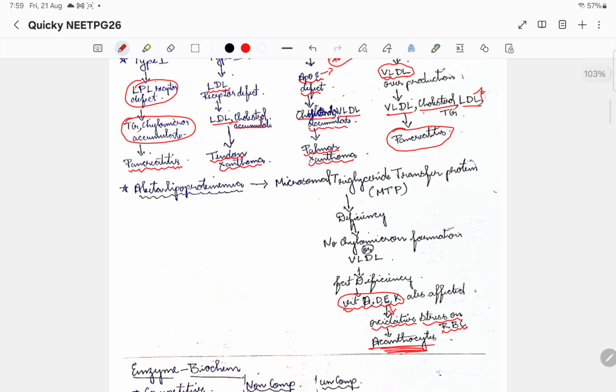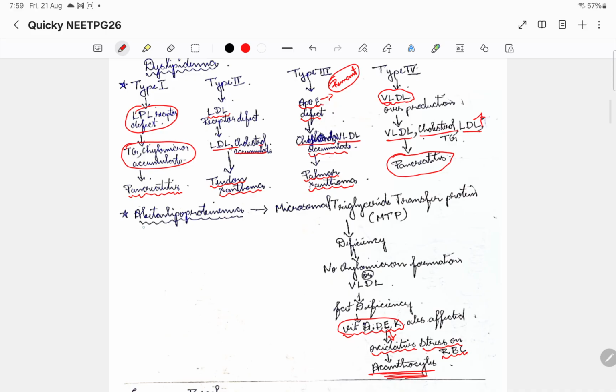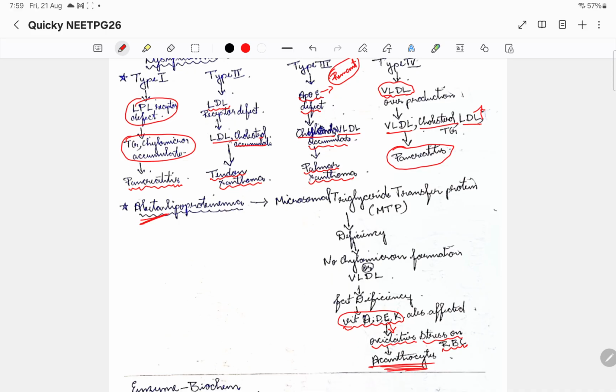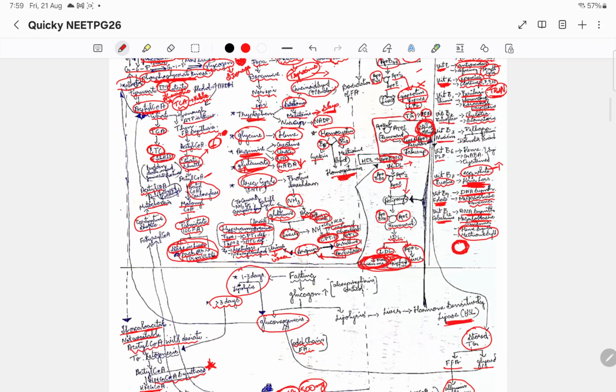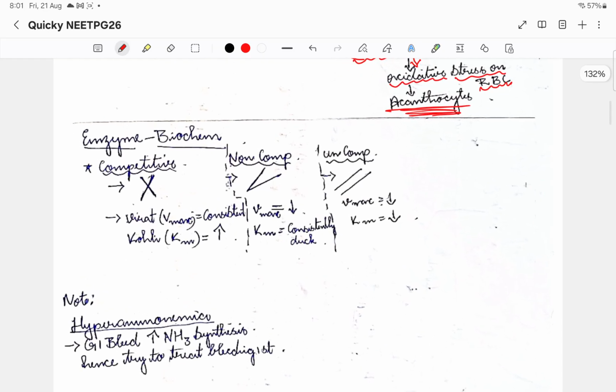Okay, so I want you guys to remember, just because we were discussing lipid metabolism, I also wanted you guys to remember abetalipoproteinemia. That's it with respect to metabolism, guys. Okay, so now moving on to enzyme biochemistry, there are only three things that I want you guys to learn. One is, in enzyme biochemistry there is inhibition. Enzymes basically inhibit or promote the metabolism.